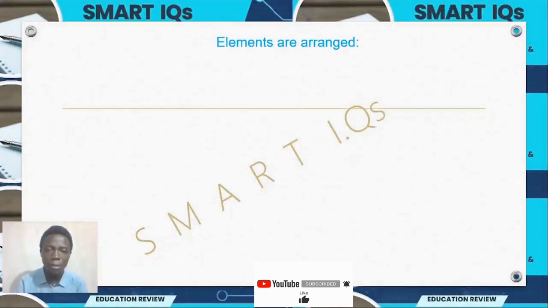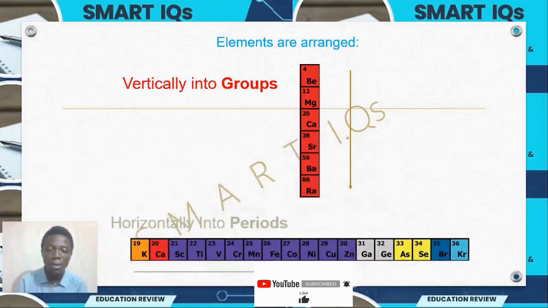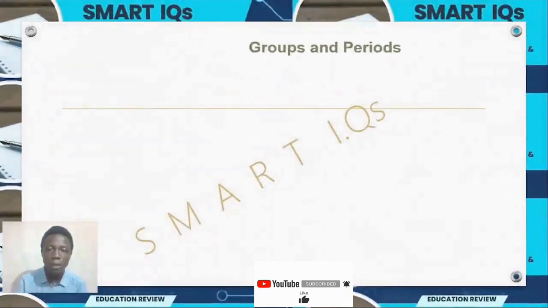Then how are elements arranged? How are they arranged in the periodic table? Of course, I've talked about group before, so let's have it now. You can see vertically elements are arranged into groups. Okay, so this one is group 2 as we have it there now. Okay, so as I told us last time, elements in columns are known as groups. Okay, good. Then also elements are arranged horizontally, and that will be in periods. So as you can see, these are the arrangement of elements in the periodic table. Okay, good.